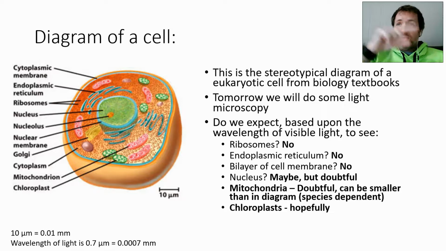Probably not, because it's basically membrane that's just kind of there with nothing much in between, in the middle. So we don't expect to see that because the membranes are going to be much smaller than the wavelength of light. The bilayer of the cell membrane, no, that's way smaller than the wavelength of light. The nucleus, even though it looks really large, is made up of a membrane, which is thinner than the wavelength of light, and then DNA on the inside. And DNA is going to be much, much, much smaller than the wavelength of light.